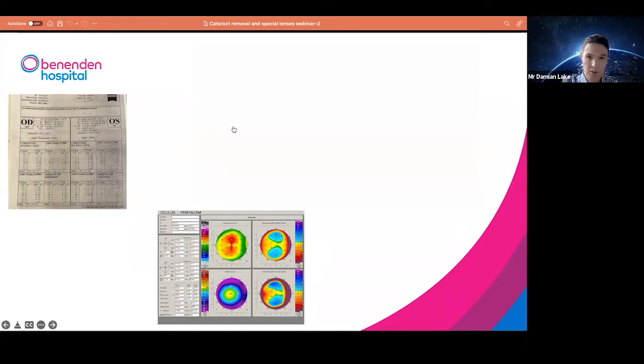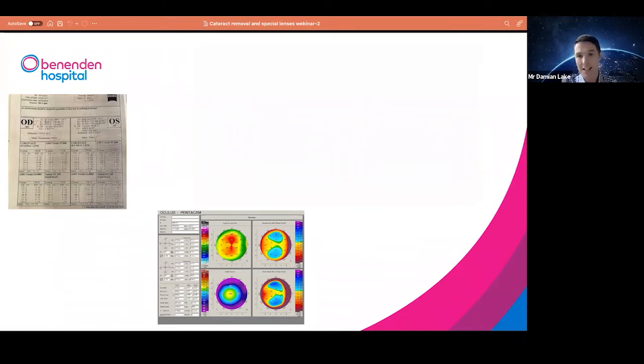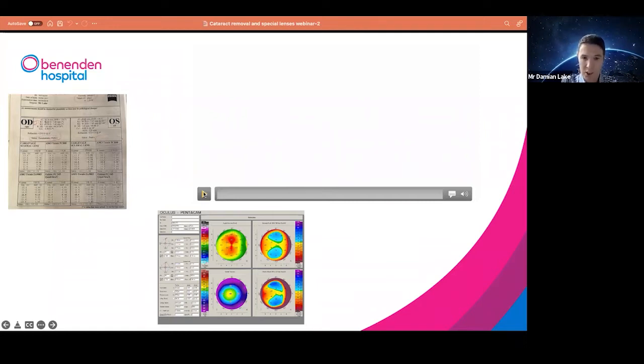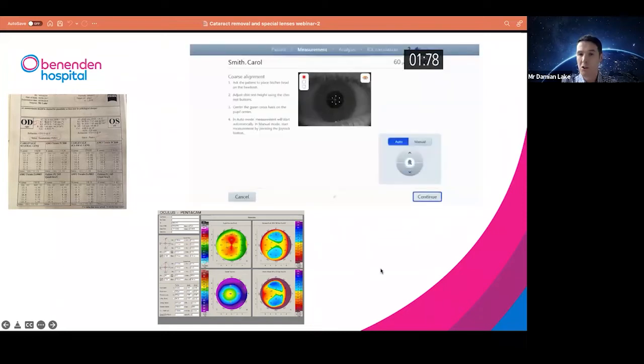Now, all of these measurements are performed with something called biometry, which uses laser and a special light, infrared light, to measure the eye. And this all takes less than 1 minute to do. So I'll show you a demonstration of that. Now, this equipment is very expensive and has been purchased by Benenden within the last year.